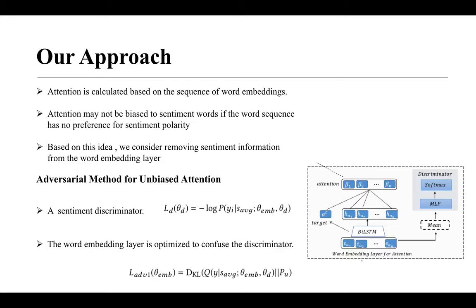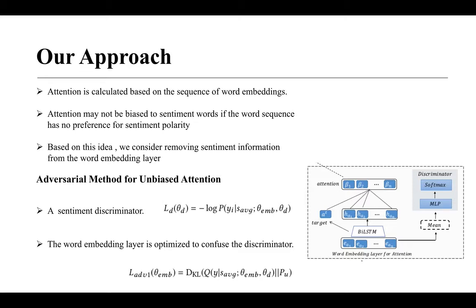Intuitively, if the word sequence has low preference for sentiment polarity, attention may not be biased to sentiment words. Based on this idea, we consider removing sentiment information from the word embedding layer. Thus, we design a sentiment discriminator. The discriminator is used to classify the sentiment polarity of the word embedding layer.